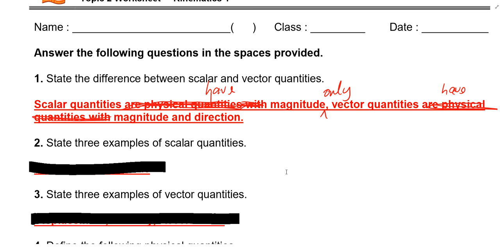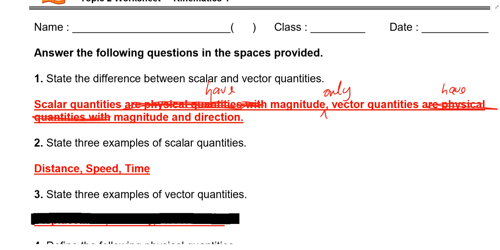Now next, state 3 examples of scalar quantities. There are a few. These are 3 examples that we have. If you have something that you would like me to confirm your answers, just let me know. Mass, yes, it is scalar. What else? Energy, also scalar. Any more? Volume. Okay, also can.